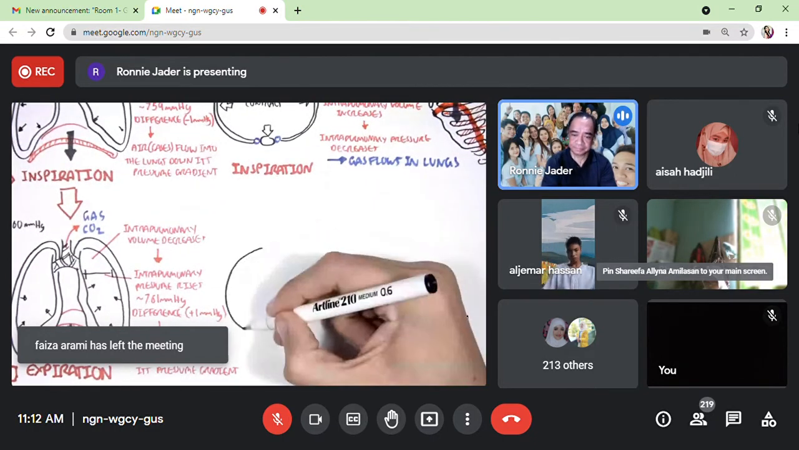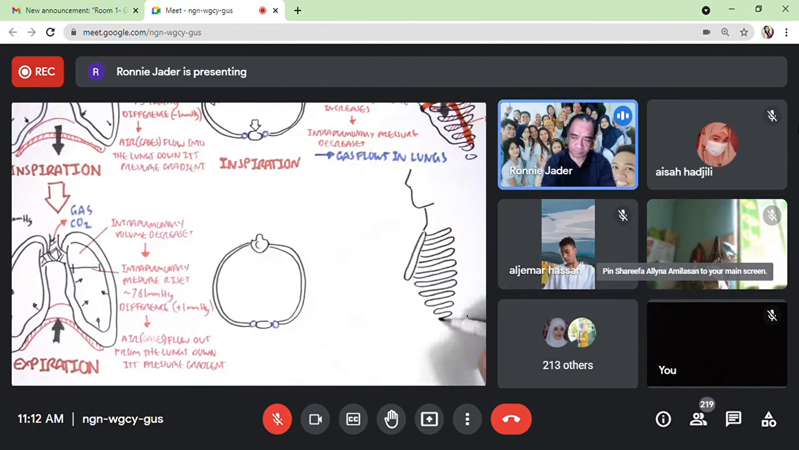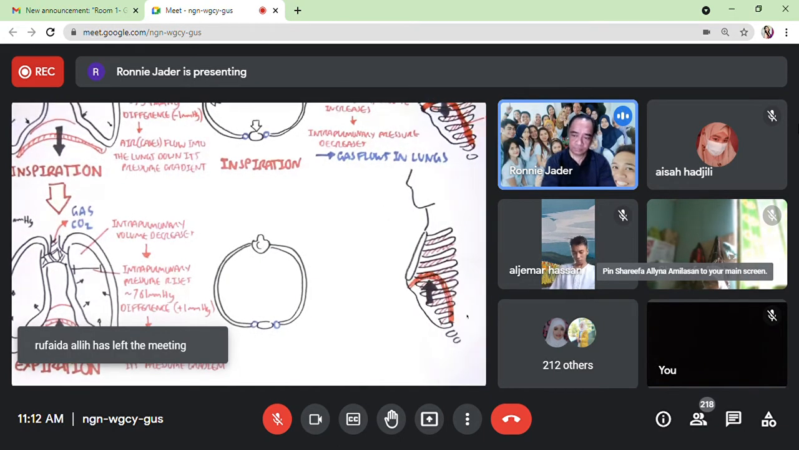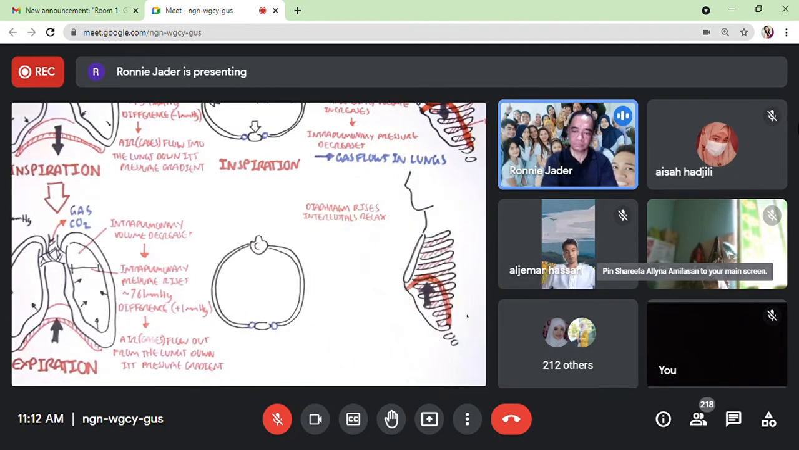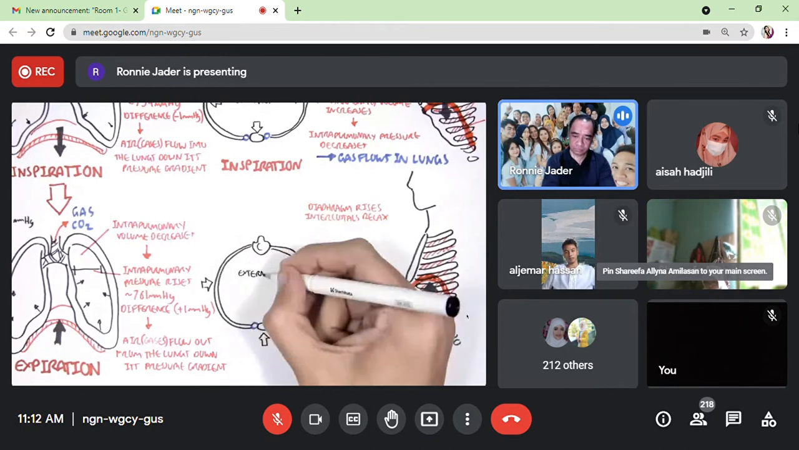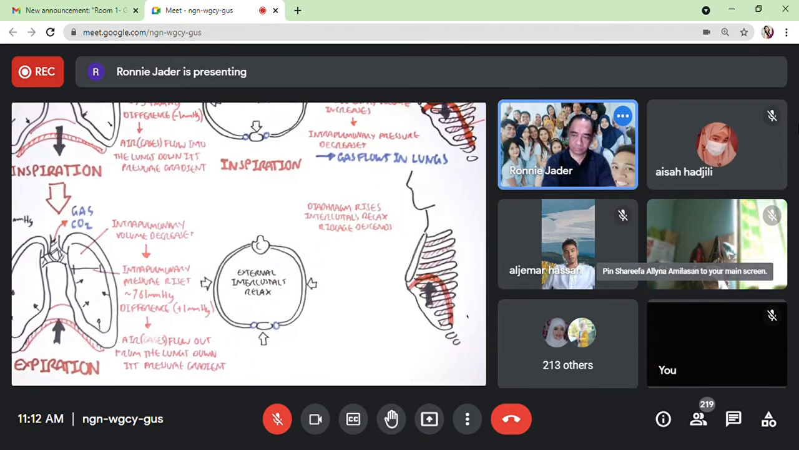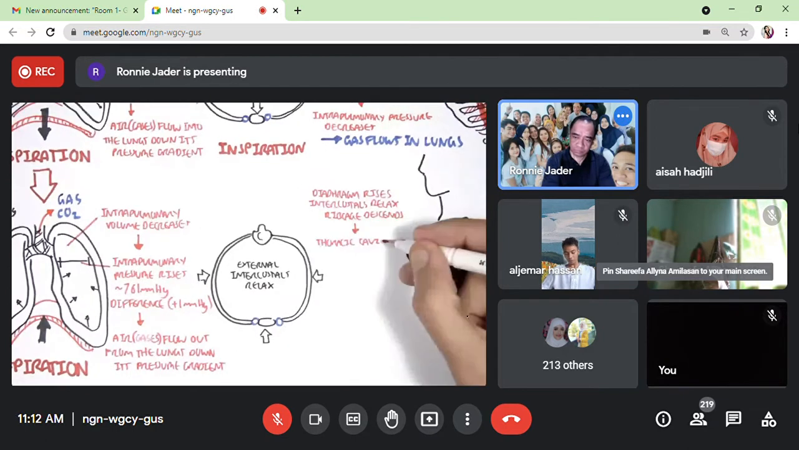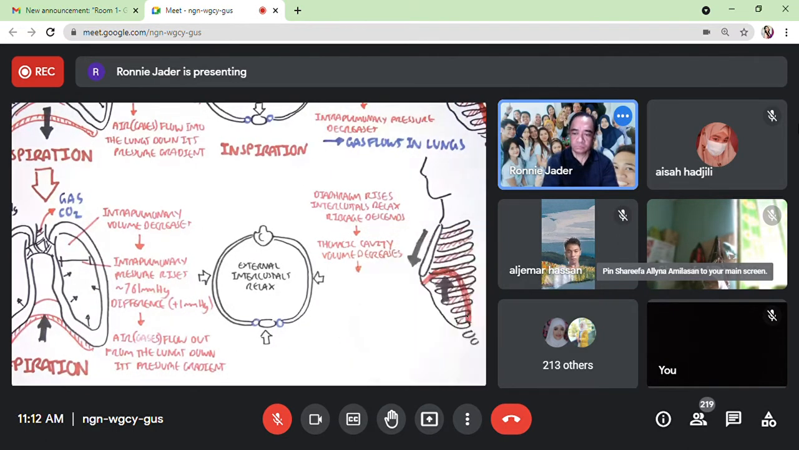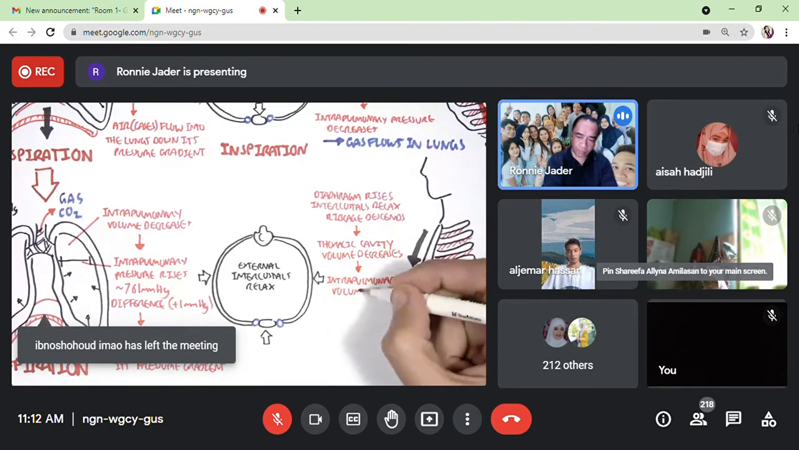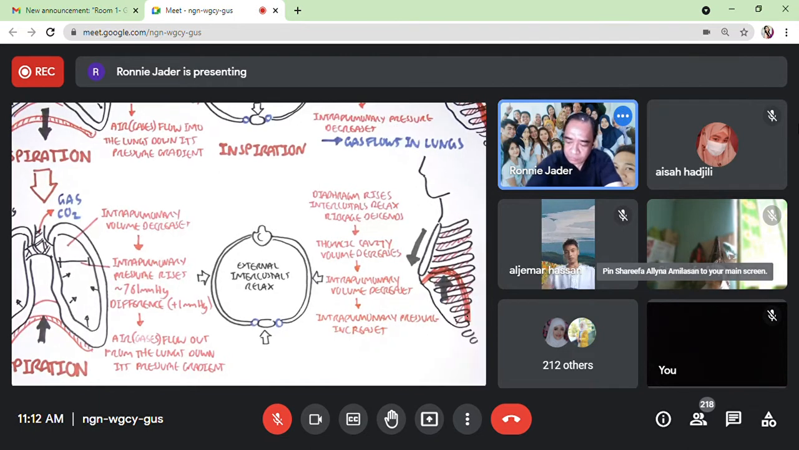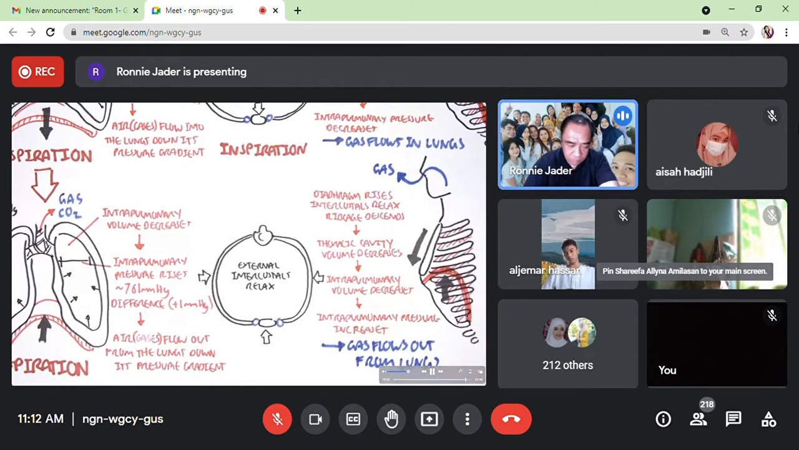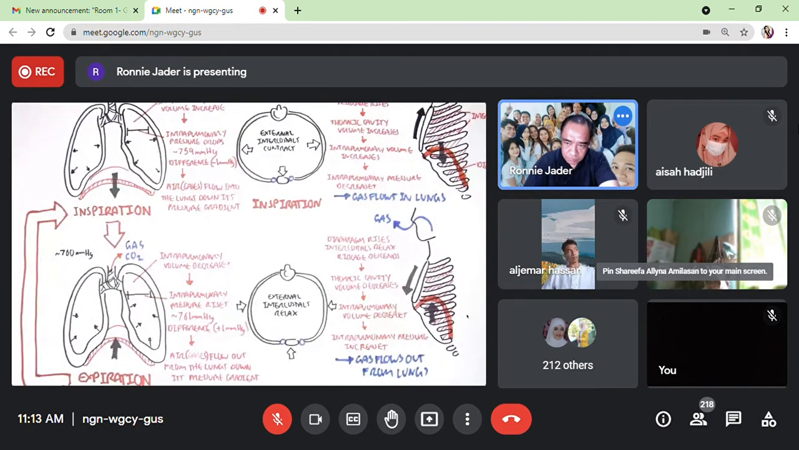Then we have expiration. In expiration, the diaphragm will rise and the intercostal muscles will relax. And so the thoracic cavity will decrease, will shrink, and the rib cage will descend. So the thoracic cavity volume will decrease. This will cause the intrapulmonary volume to decrease, which will cause the intrapulmonary pressure to rise, to increase. And so gas will flow out from the lungs, from a higher pressure within the lungs to a lower pressure outside of the lungs in the atmospheric pressure.